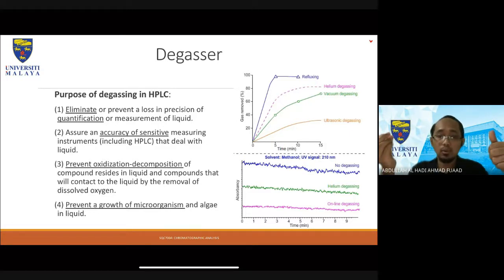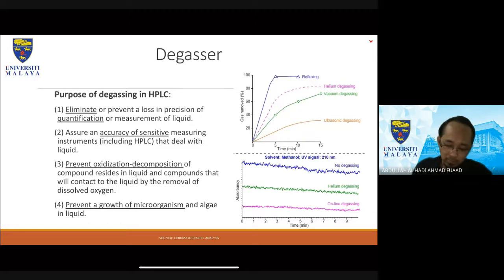Okay, so especially, in simple terms, bubbles are bad. So you want to, as best as possible, remove it, to eliminate the source of bubbles. Number 2, assures the accuracy of sensitivity of measuring instrument, including HPLC that deals with liquid.